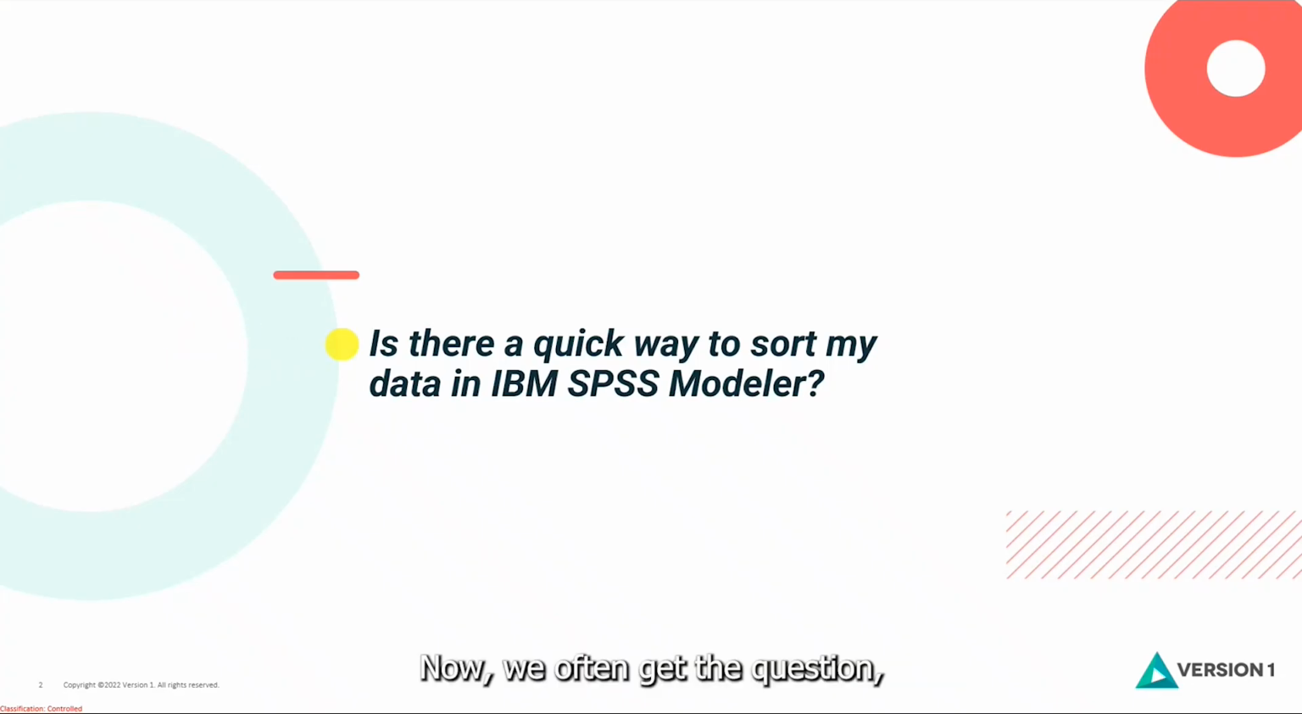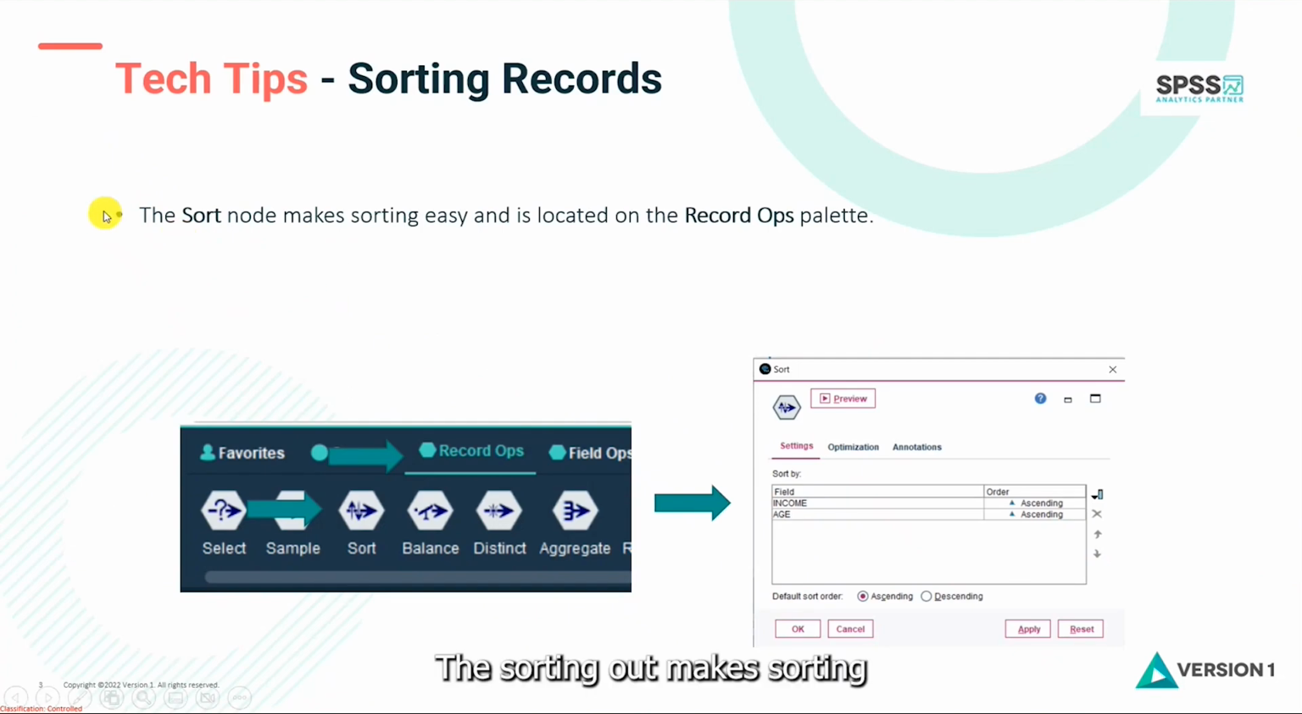Now we often get the question, is there a quick way to sort my data in Modeler? And the answer is yes, there is a quick way to sort your data. The sort node makes sorting easy and it's located on the Record Ops palette. So you can see we have the Record Ops palette here and we have the sort node here.